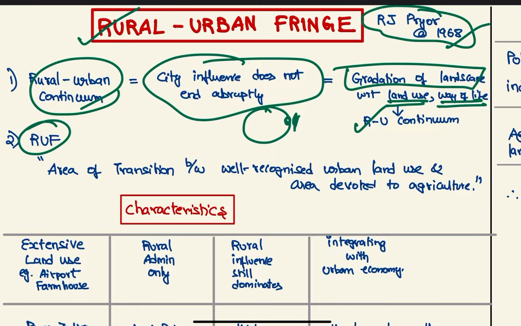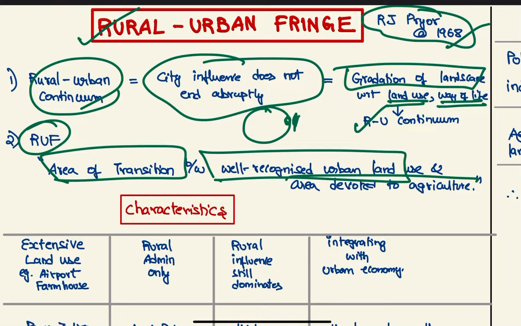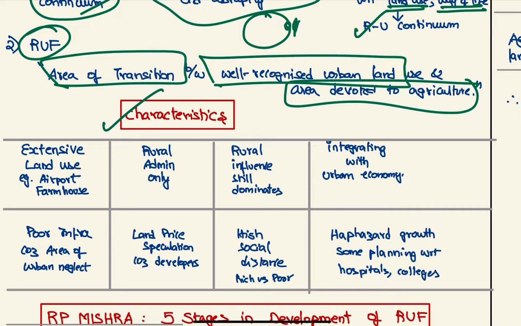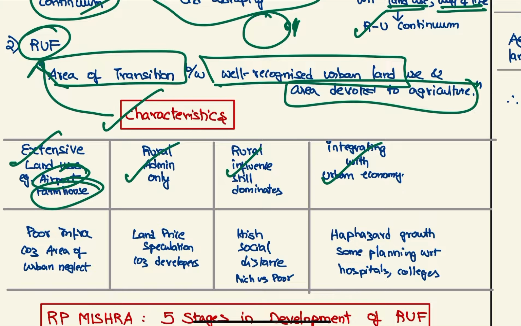So what is the rural urban fringe? It is the area of transition between well recognized urban land use and area devoted to agriculture. What are some of the characteristics of RUF? These are extensive land use, like use for airport and farmhouse. Rural administration is still under rural areas only, and rural influence still dominates, but there is integration with the urban economy.